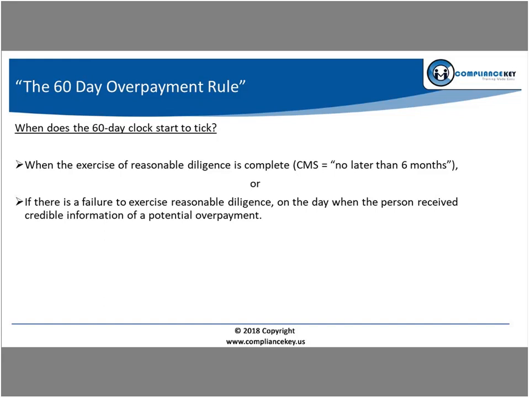There has been some interpretation within CMS that this should be interpreted as no later than 6 months. Also, it starts to tick if there's a failure to exercise reasonable diligence, and it's on the day on which the person received credible information of a potential overpayment. So some things to note here: CMS is interpreting that 6 months is really your time frame for exercising that due diligence piece. And then also credible information. It's not really defined, but it includes information that supports a reasonable belief that an overpayment has been received. So what exactly does that mean?